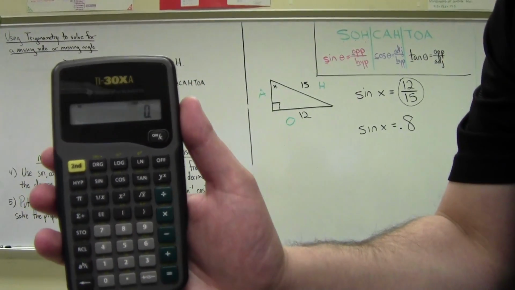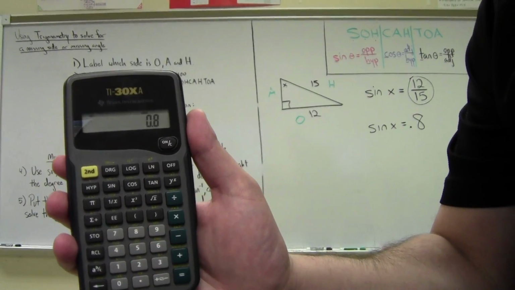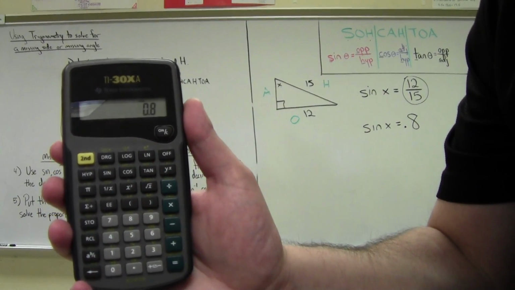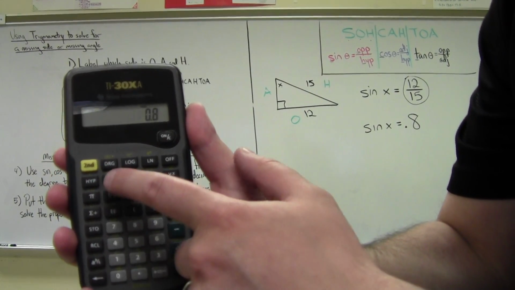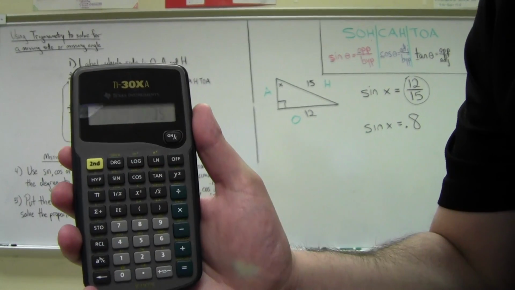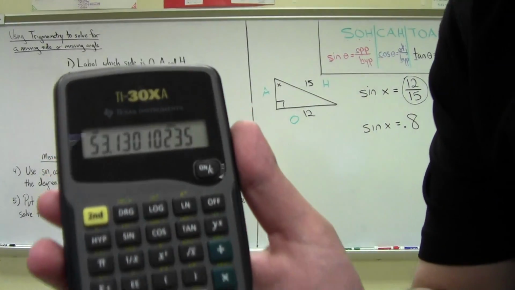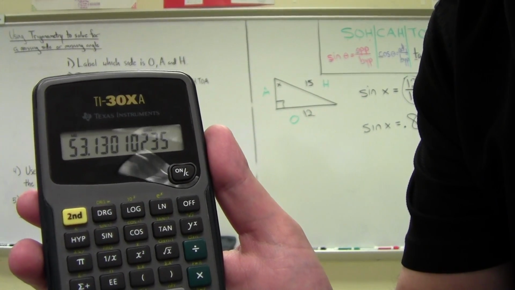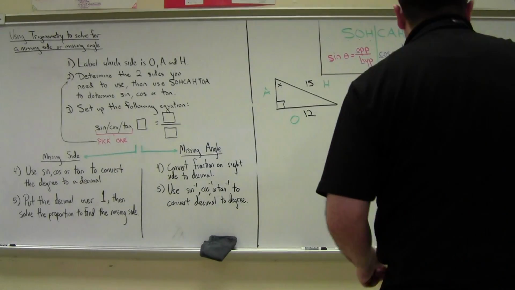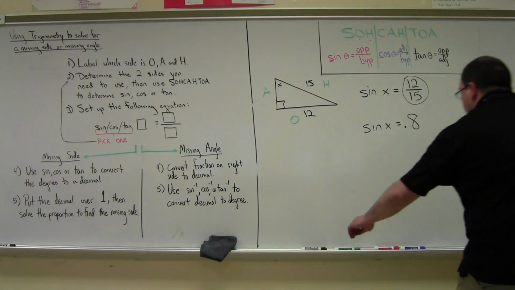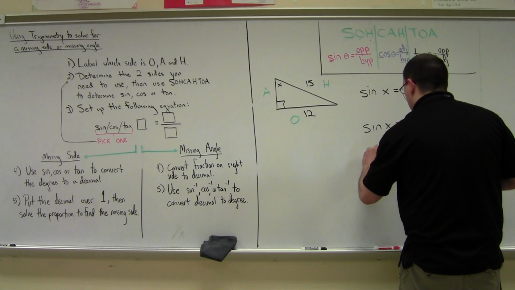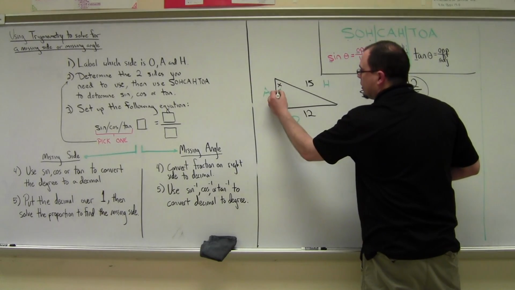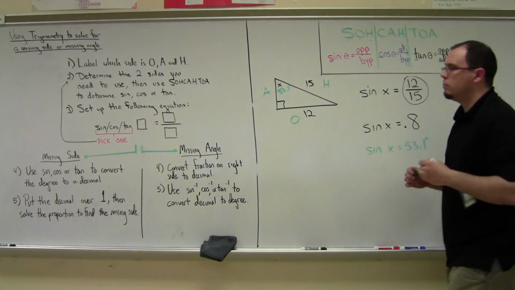So what you're going to do is type in 0.8, and then hit second, and hit sine. What that's going to do is take the inverse of sine, and we'll talk about exactly what that means in a second. You'll notice on here we have 53.13, and it keeps going for a while. You can round to the nearest tenth of a degree, so we would get 53.1. So what this is telling us is that this angle over here is 53.1 degrees.